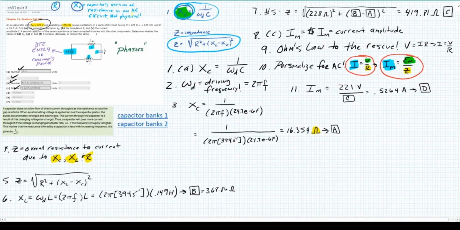But this is interesting. It says a second capacitor is then connected in series with the other components. Interesting. So this is what's going on. We are going to add another capacitor right here. This is a second capacitor in series with everything else. It says a second capacitor of the same capacitance is then connected in series with the other components. What happens to capacitive reactance? What happens to impedance? What happens to the current?